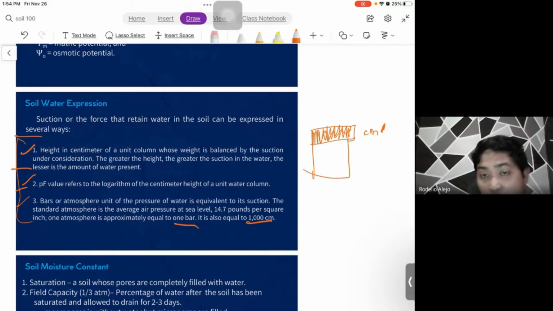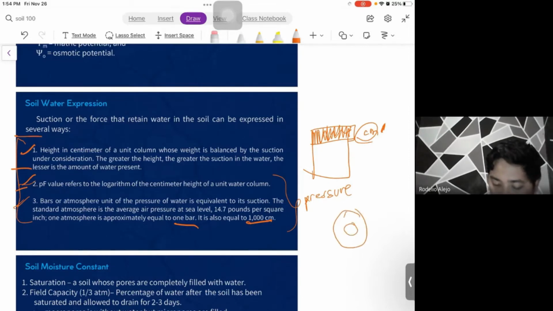Okay? Like for example, when we gather rainfall data from PAGASA, what data do they give us? So the height of water is what they give us. That is in centimeters. Okay? So these pF, bars, and atmosphere are actually units of pressure. So pressure. For example, this is our soil, and the water is attached to it. What is the pressure you exert to remove this water from the soil? That's how the pF value and the bar value are expressed.